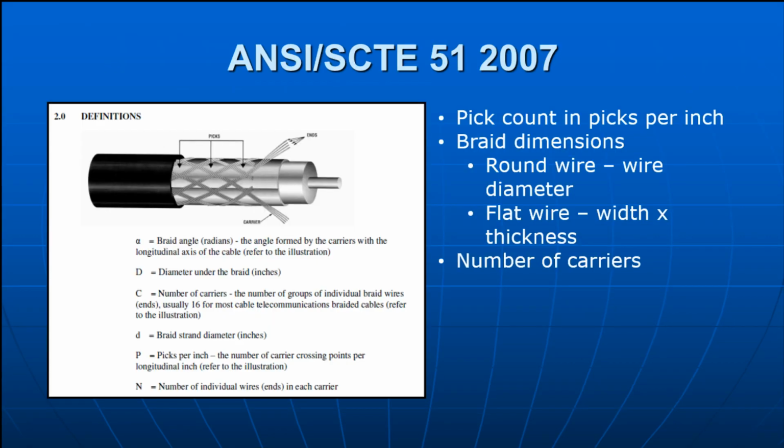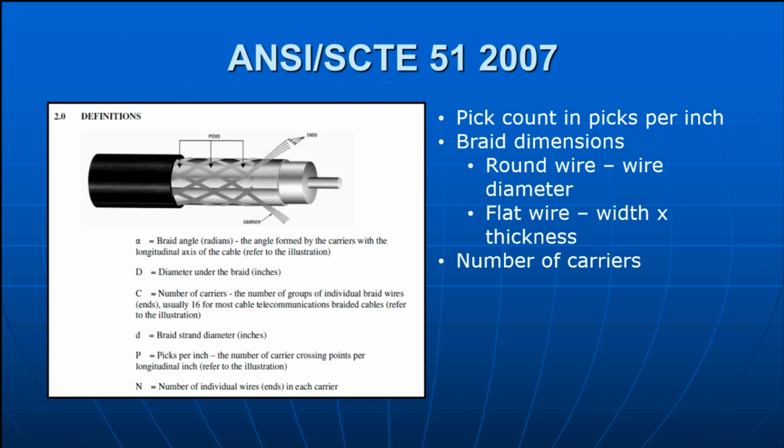The CathCAD software adheres to or follows the ANSI SCTE 51-2007 standard. This standard states that a fully described braid layer consists of 3 parameters. The first parameter is the pick count, which is measured in picks per inch. Pick count refers indirectly to the density of the braiding pattern.